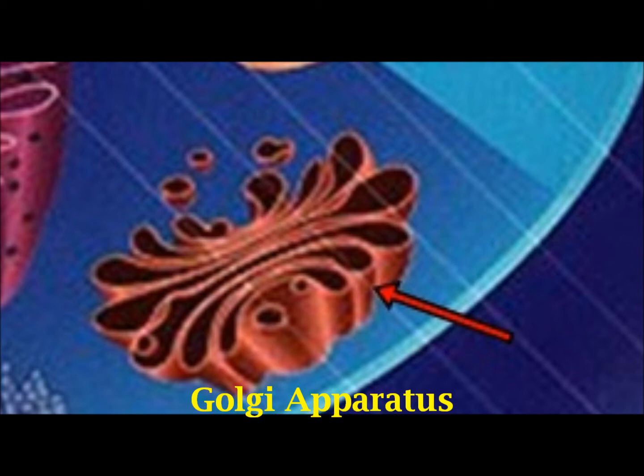The Golgi apparatus is made up of smooth cisternae, which are coated with lipid membranes. Its main function is to direct molecular traffic in the cell.